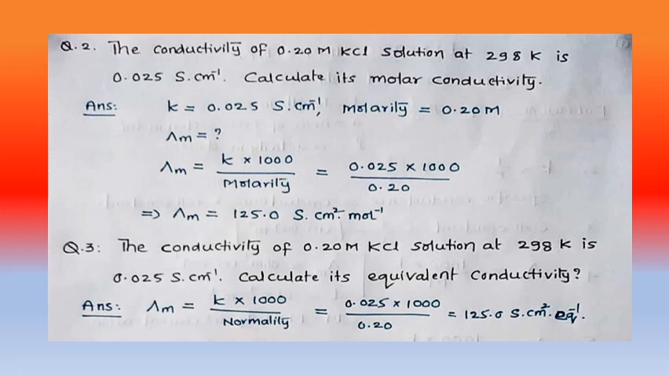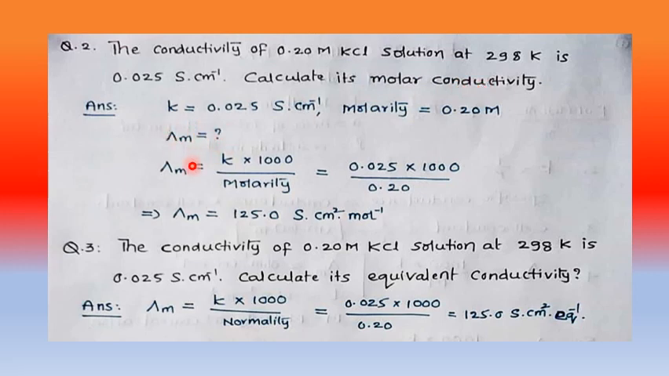Second question. The conductivity of 0.20 m KCl solution at 298 Kelvin is 0.025 Siemens centimeter inverse. So Siemens centimeter inverse means it is a conductivity. Conductivity means kappa. So kappa equal to 0.025 Siemens centimeter inverse. Again 0.20 m means it is molarity or concentration. Calculate its molar conductivity.